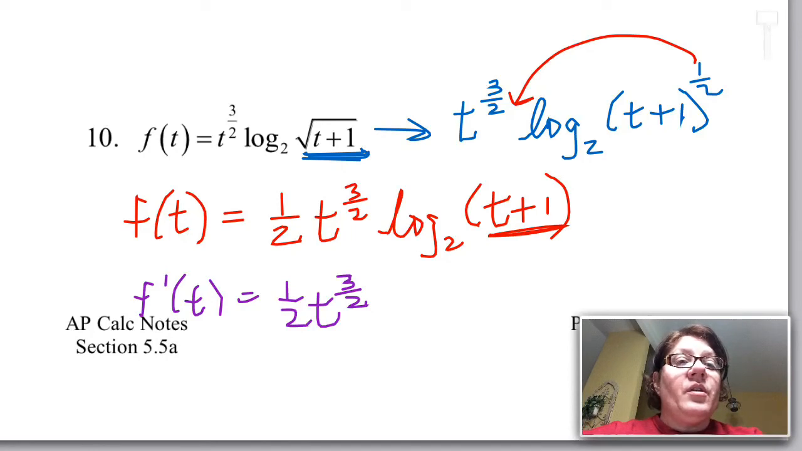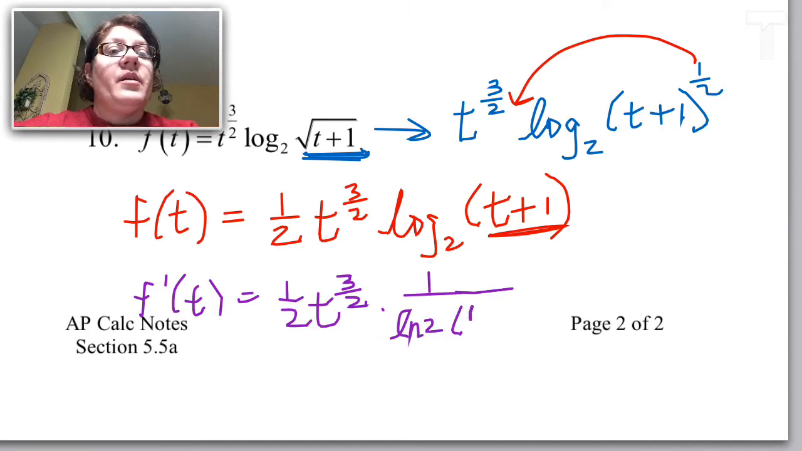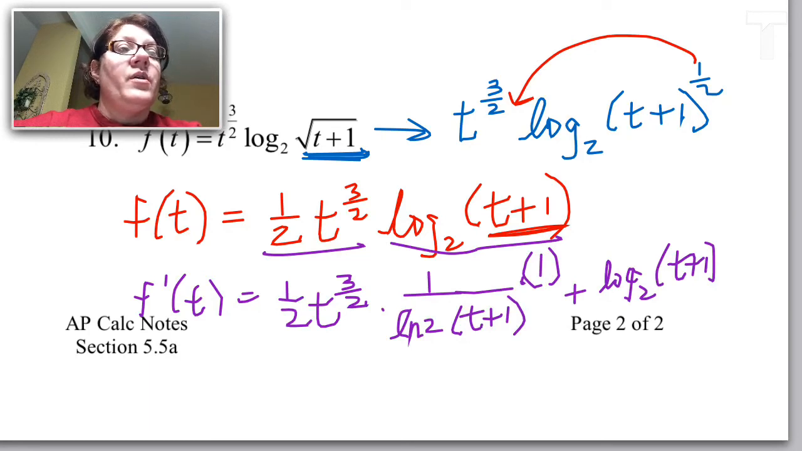So there's first times derivative of the second. Whee, that was fun. And derivative of the second is 1 over natural log of the base times the stuff times derivative of the stuff. And then plus second, so I treated these as first, second. And then there's second times derivative of the first, which would be 3/4 t to the 1/2.